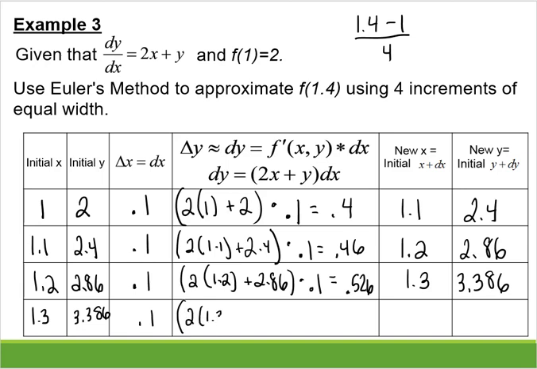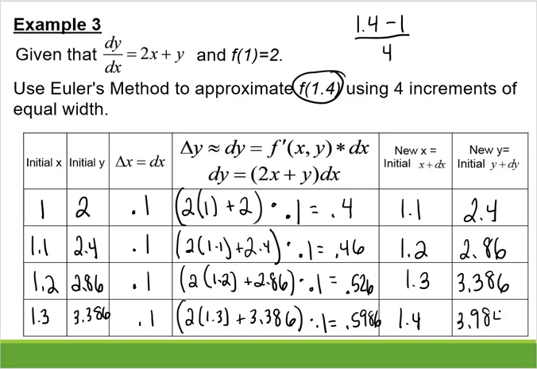2 times 1.3 plus 3.386 times 0.1 equals 0.5986. So my new x is 1.4. That's what I'm trying to estimate. My new y, I take my delta y and add it to my y, and I get 3.9846. And that is our approximation.